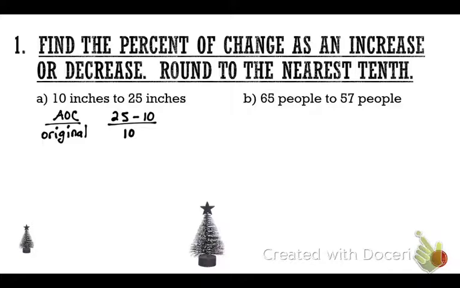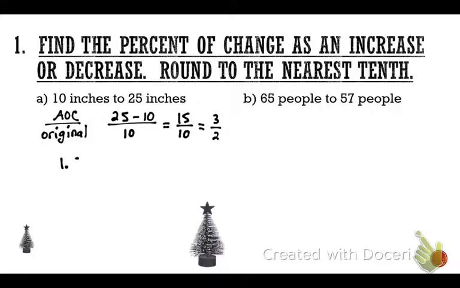Maddie, what's 25 minus 10? 15. Is there any number that can go into a 15 that can also go into a 10? Yeah. What number? 5. So 15 divided by 5 is? 3. 10 divided by 5 is? 2. Okay, so I've got 3 over 2. I would like to turn this into a decimal. How do I turn 3 over 2 into a decimal? Divide.